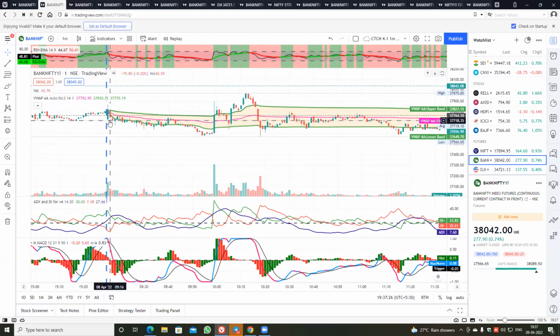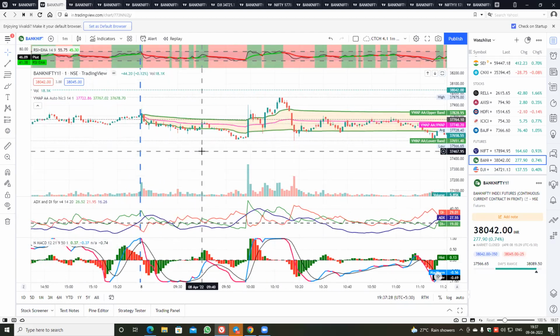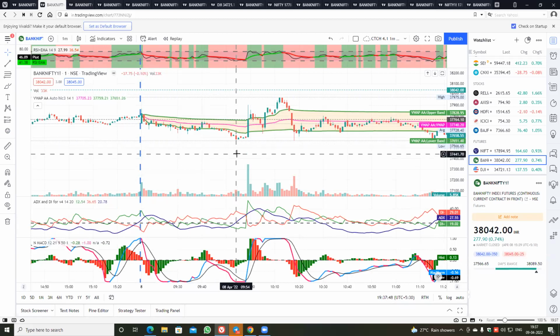Okay, and this VWAP actually is a trading benchmark used by traders all around the world. That gives us the average price a security has traded at throughout the day. VWAP is very important because it provides us with insight into both the trend and value.